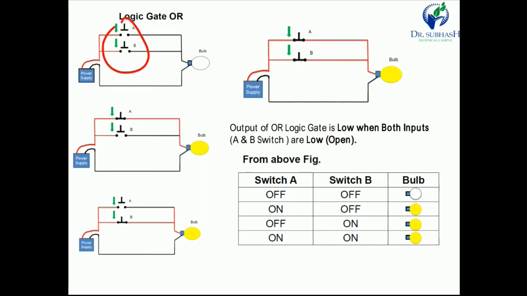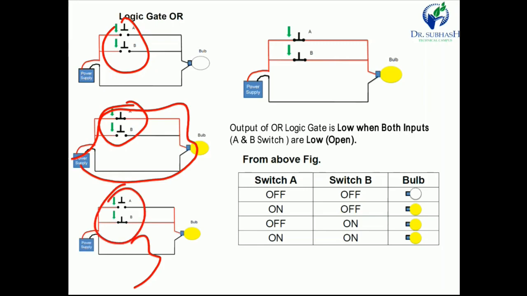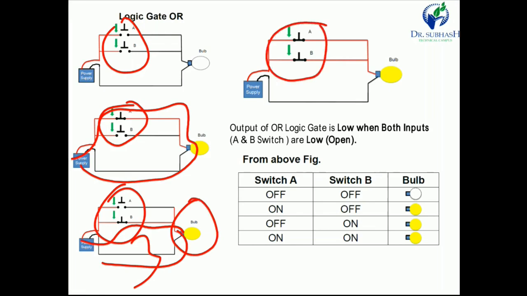Now in condition 2, whenever switch A is on and switch B is off, the red path indicates the current flow through the bulb, so the bulb becomes on. Now in the third position, switch B is on and switch A is off, then current will pass through switch B and the bulb, and the bulb becomes on, which is indicated by the yellow. And last, A and B are both on, then two paths are available for the current, path A and path B, so the bulb becomes on.